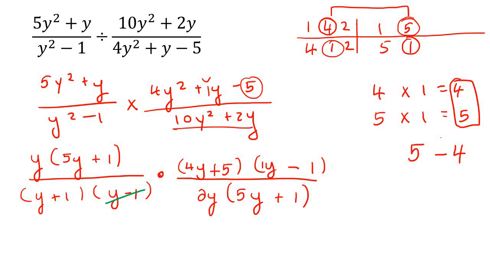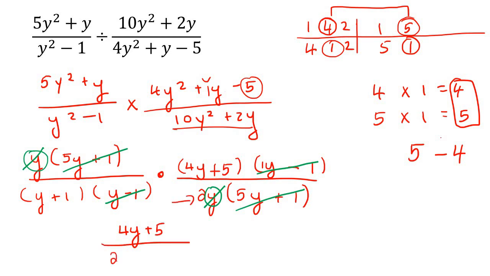So now we can look at top and bottom. This y minus 1 and this y minus 1 are the same. This 5y plus 1 and this 5y plus 1 are the same. This y and this y, they're the same. And I think that's about it. So our final answer then would be 4y plus 5. And then at the bottom, we would still be left with a 2, random little 2, and then a y plus 1, which is this one over here.